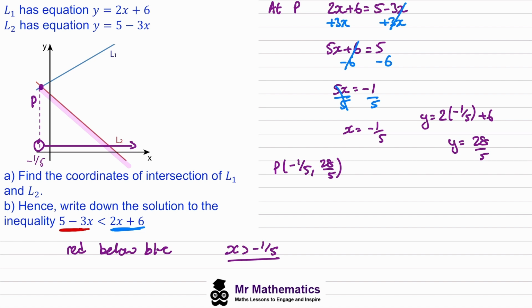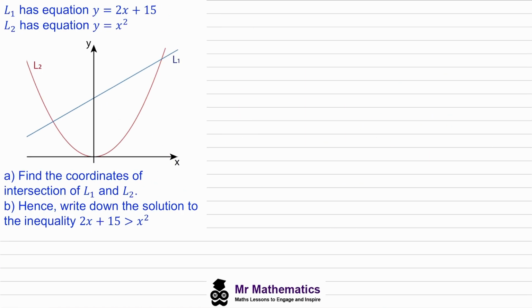Okay, let's look at question 2. In question 2, we're told that L1 has the equation y equals 2x plus 15, and L2 has the equation y equals x squared. Again, we've been asked to work out the coordinates of the points of intersection between L1 and L2. If I label these two points point A and point B, we've then been asked to write down the solution to this inequality using the coordinates of these two points. We know at A and B, the two equations are equal to each other. So 2x plus 15 will be equal to x squared.